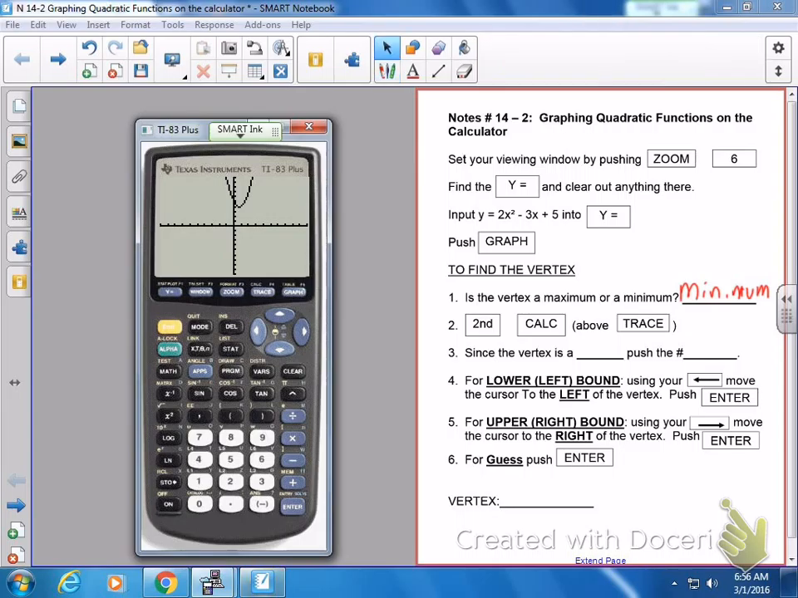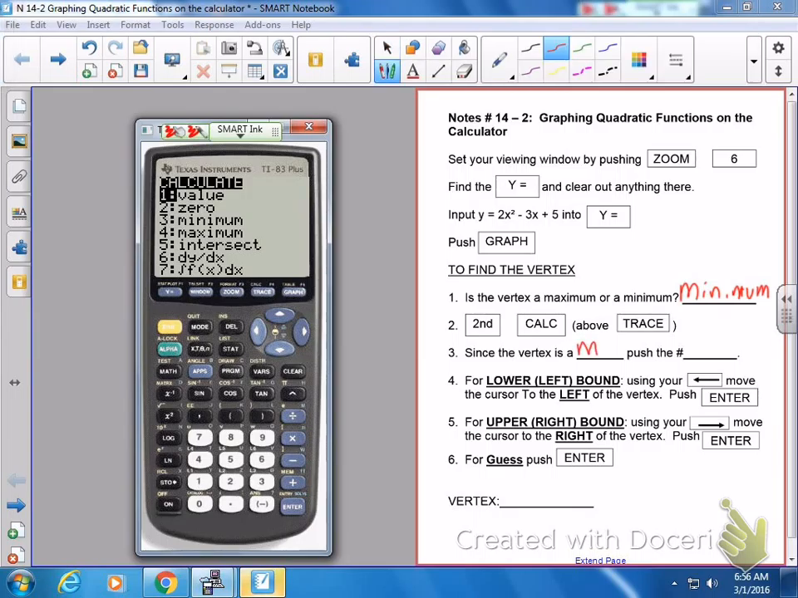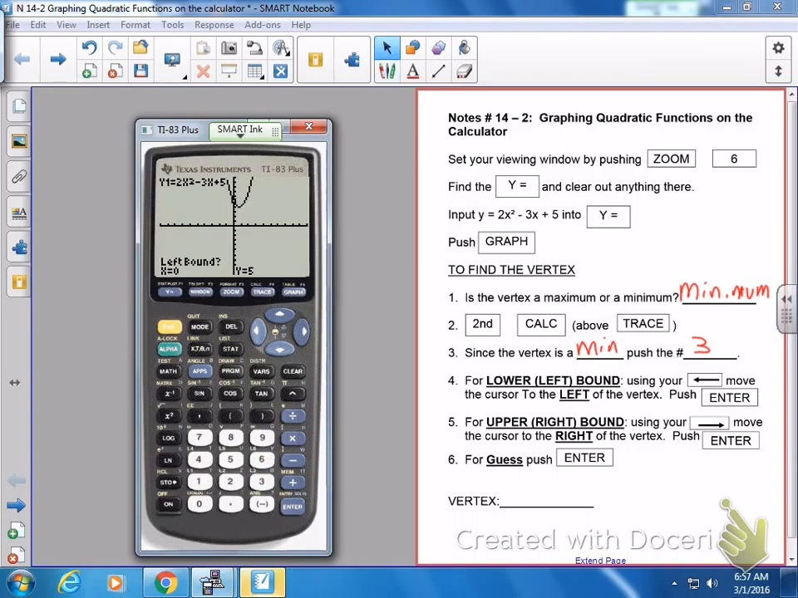So I'm going to come back over to my calculator. Now that I know it's a minimum, I'm going to hit second and calc, which is above the trace button. This is going to give me some options. We've seen this one before. Now, since our vertex is a minimum, we're going to push the minimum button, which is number 3. Now watch out, because if it's a maximum, you're going to be pushing a different button. So I'm going to hit 3, and it's going to take me back to my graph.